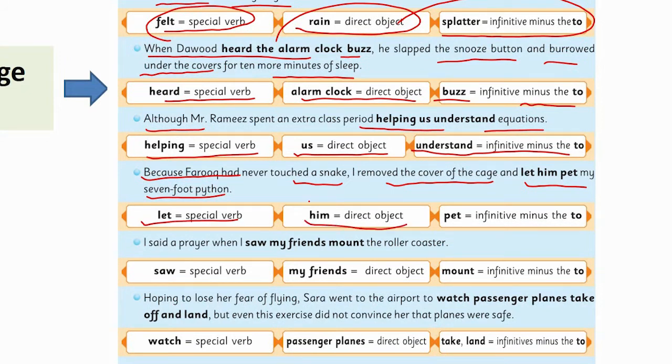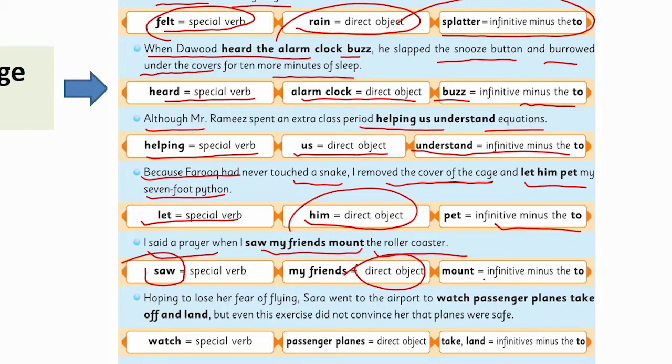Him is the direct object and pet is what? Infinitive minus the to. I said a prayer when I saw my friends mount the roller coaster. Saw is a special verb here, and my friends is a direct object, and mount is infinitive minus the to.